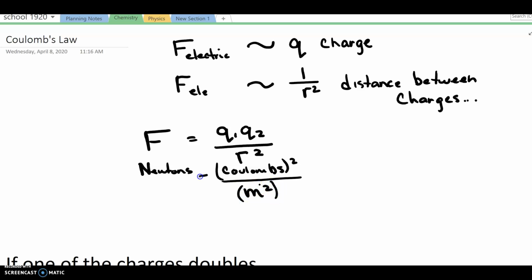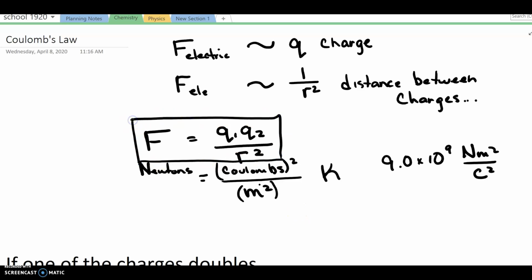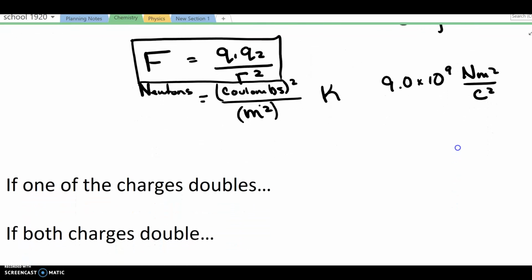And so that would not quite be true, so we introduce a constant K with the value 9.0 times 10 to the 9th, and that unit comes out to be newton meters squared per coulomb squared, to make the values come out to be equivalent to newtons. So with that in mind, we wind up with this equation, but you're going to encounter some problems that don't give you all the variables.